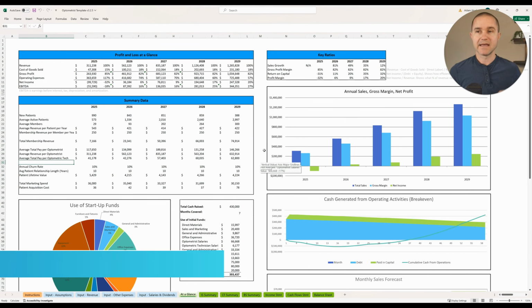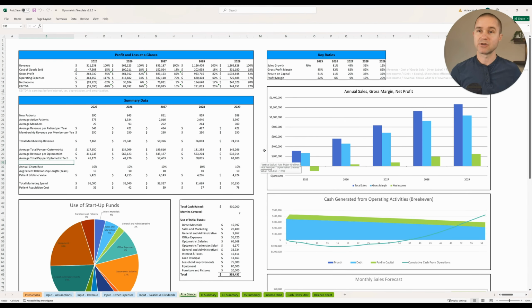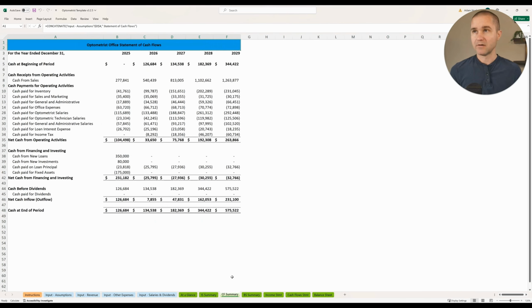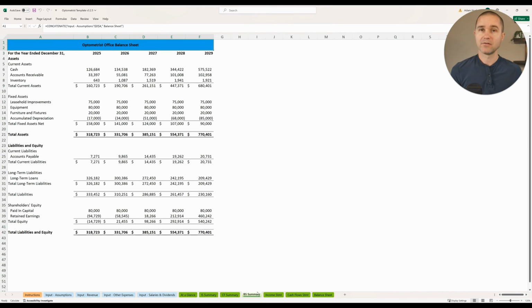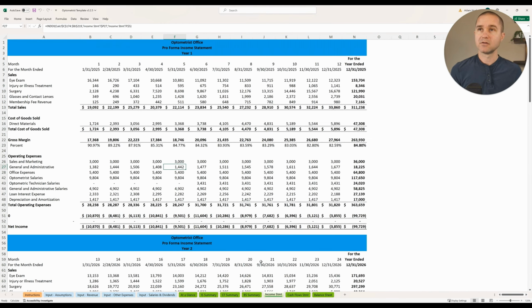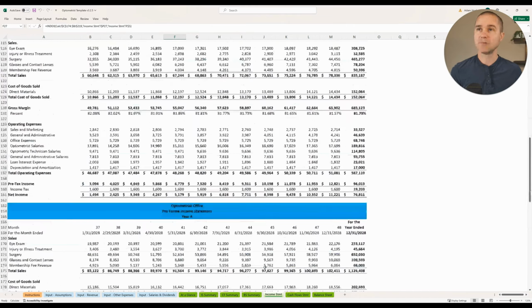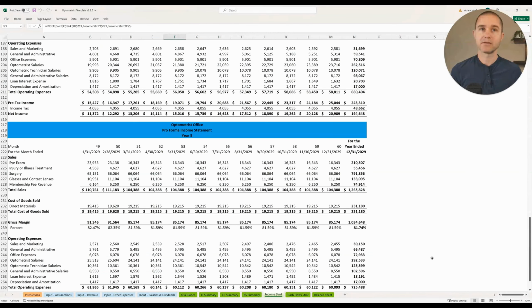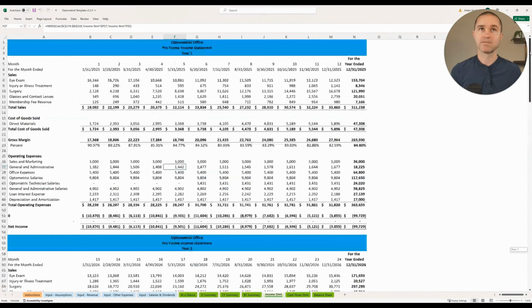All right, so we're starting here on the at a glance tab, and this is kind of the end of the process. After you've entered all of your assumptions about your specific office and practice, you're going to come to this at a glance tab where you can see your profit and loss, some key summary data, different charts and graphs, and ratios. You're also going to get a 5-year income statement summary, a 5-year cash flow summary, a 5-year balance sheet summary, and then your 5 years of income statement, cash flow, and balance sheet all broken down by month for each of the 5 years. So you get all that monthly detail as well as the annual summary.